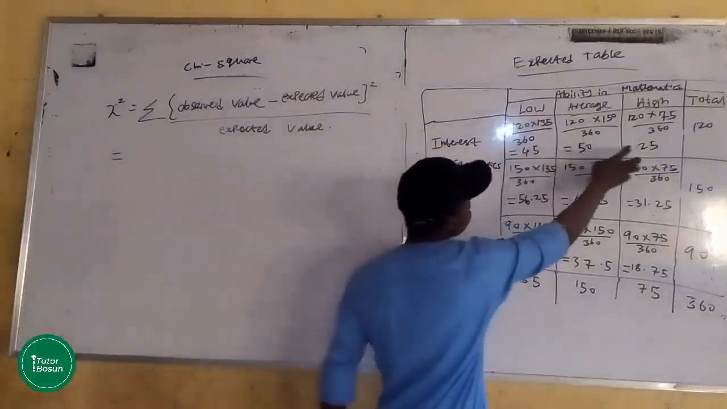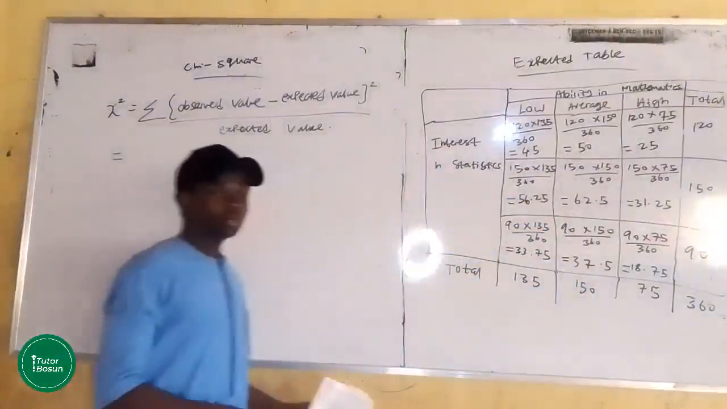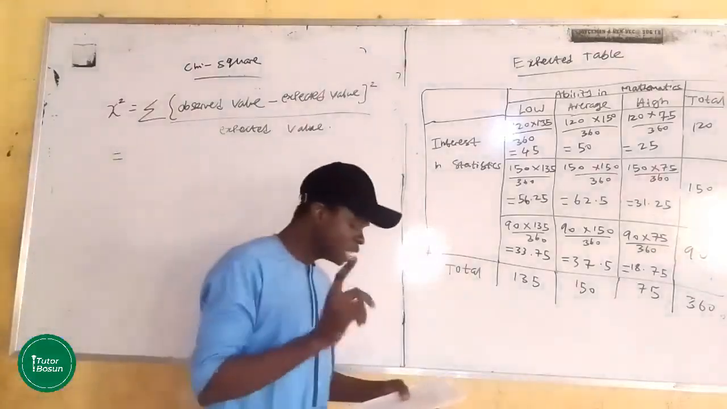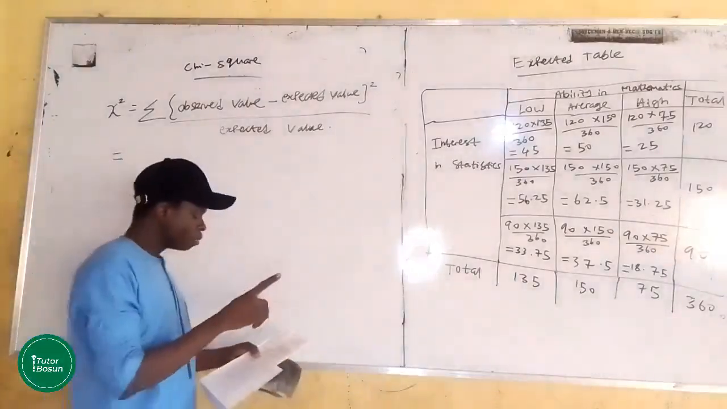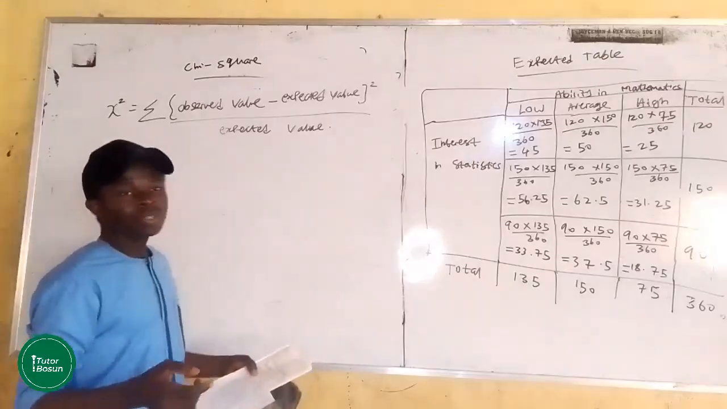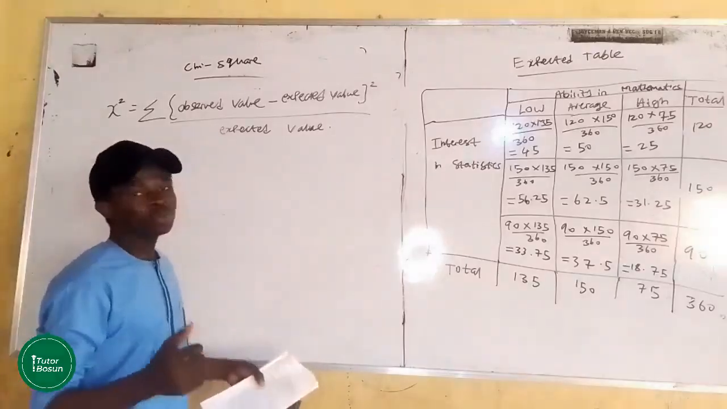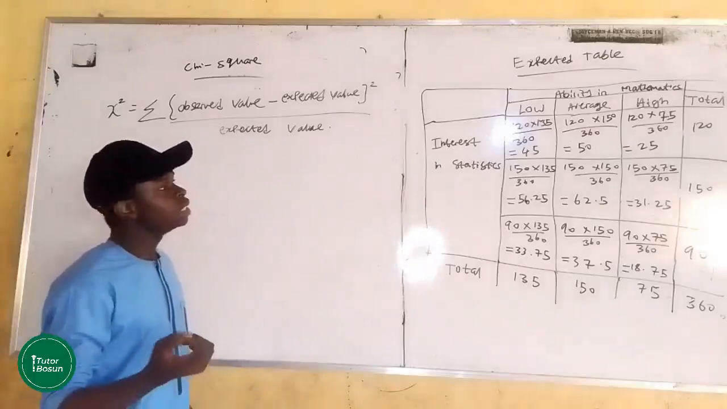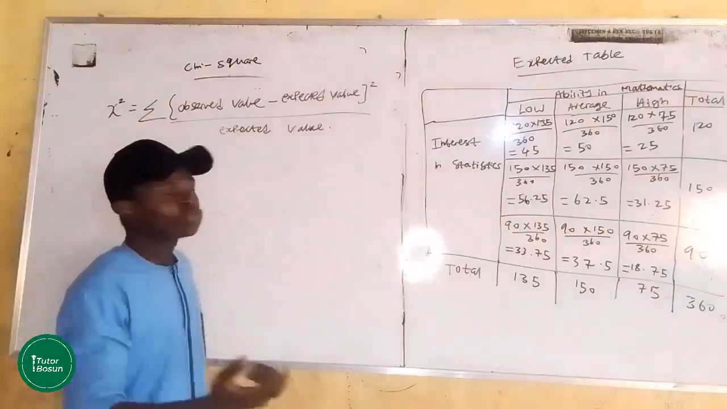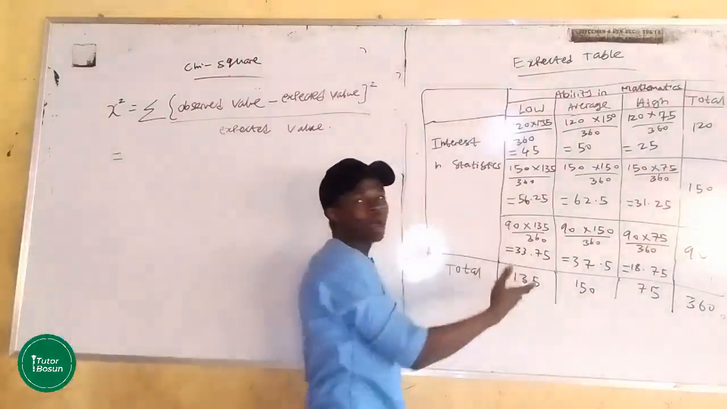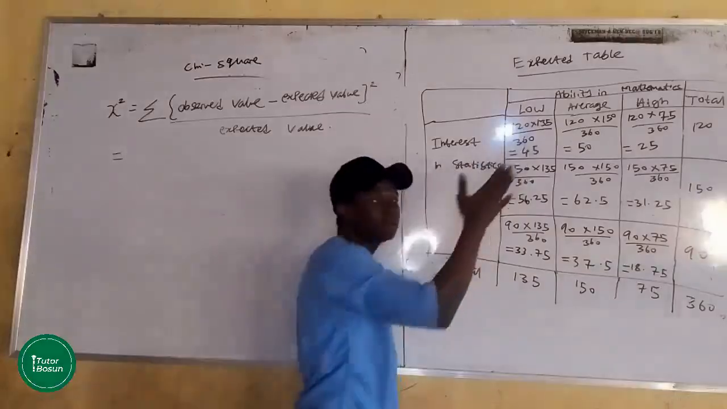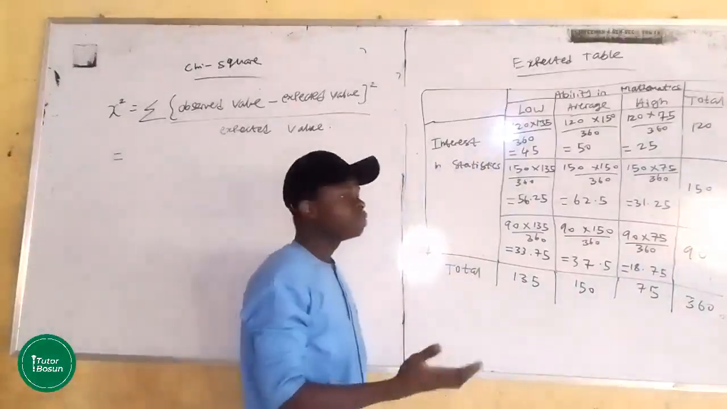Here we have 45, we have 50, we have 25. And mind you, we are asked to test for the independence between ability in math and his or her interest in statistics. In some questions, you can be asked to test for independence for people having low ability alone, or average ability alone, or high ability alone.